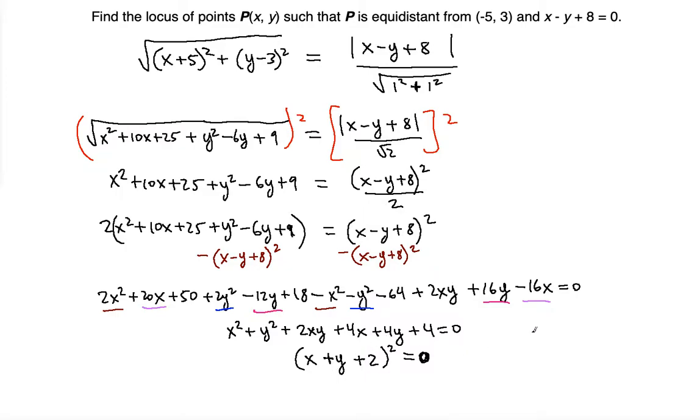Square rooting both sides gives you the clean equation of the line: x plus y plus 2 is equal to 0. Square root of 0 is 0, right? So that doesn't change. So this is actually a straight line. Now let's understand how this works. So we have a point and a line, and we need a line that is going to be equidistant from this point and this line.